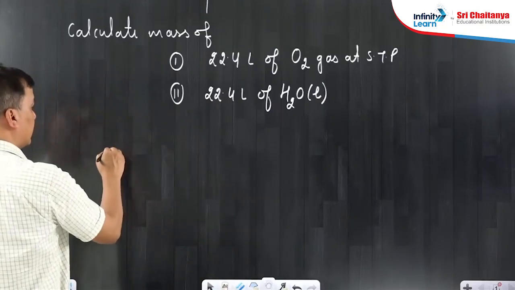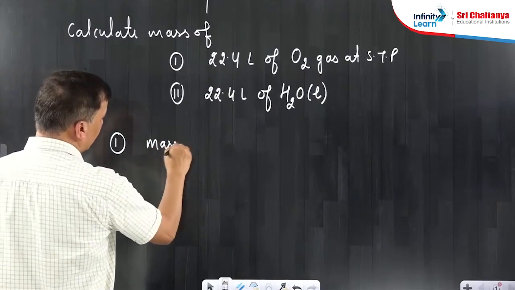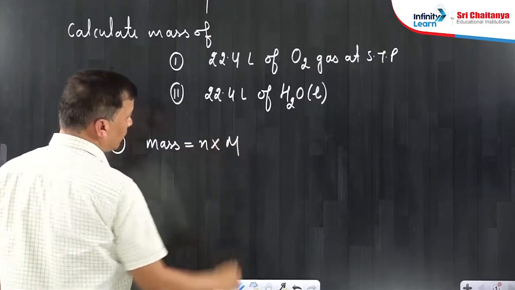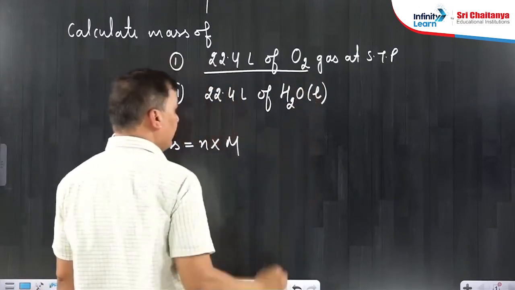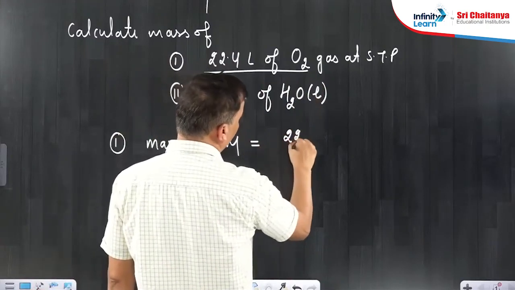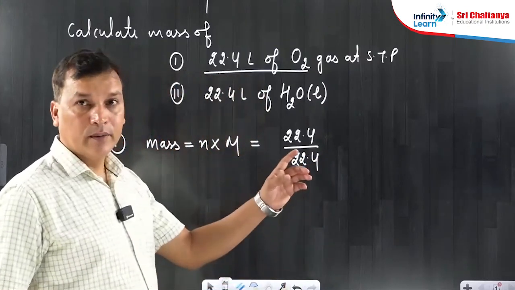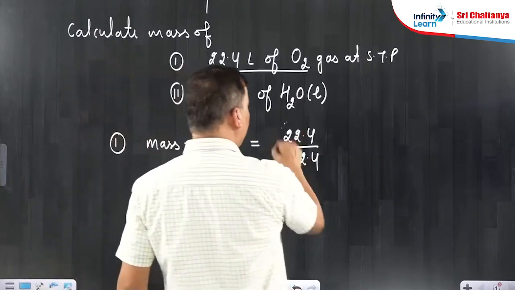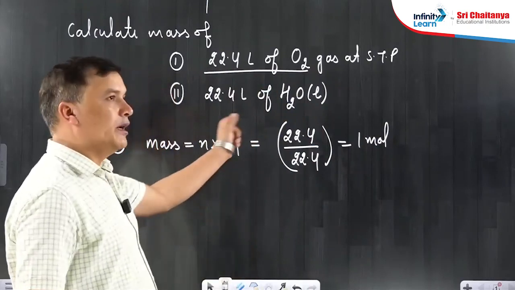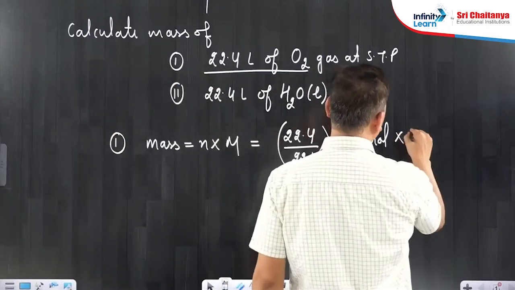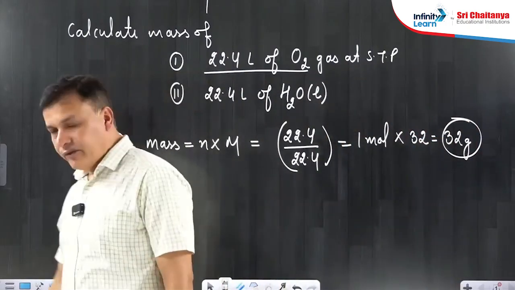In the first case, mass is equal to number of moles into molar mass. Kindly confirm. Now this is gas, and we can apply this formula. Here it is 22.4 divided by molar volume, so 1 mole. But ultimately, we have to multiply with molar mass. And molar mass is what? 32. This is equal to 32 gram. Please confirm yes or no.